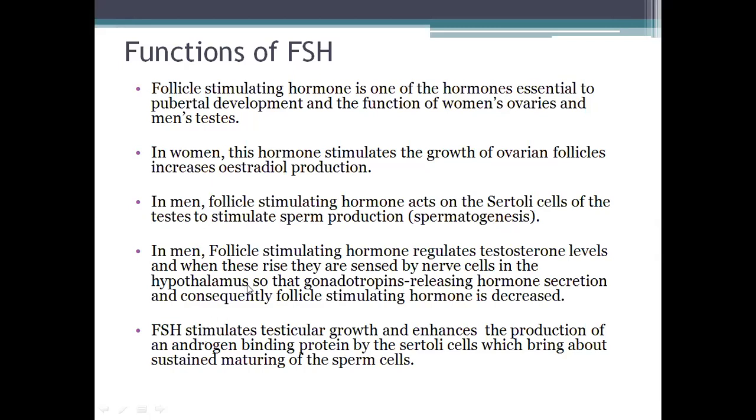Now, this we have already seen. FSH stimulates testicular growth and enhances the production of an androgen binding protein by the Sertoli cells, which brings about sustained maturing of the sperms in this way. So this is the role of FSH in spermatogenesis.